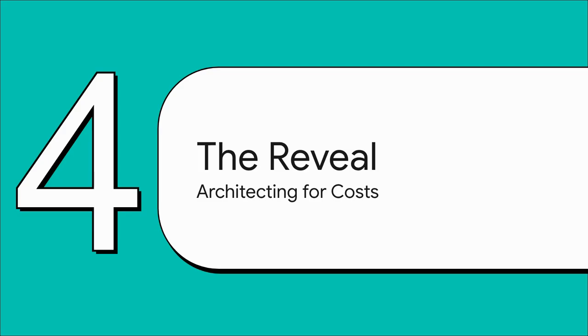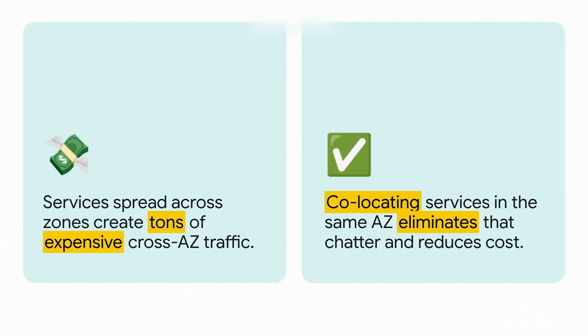Okay, so we've identified our main suspects, we've seen how they operate. Now for the best part of any detective story, the reveal. How do we solve this case and architect our way out of this mess and into a much, much smaller cloud bill? Just look at the difference here. On the left, we've got the Chatty app. You can see web servers in one AZ are constantly talking to app servers in another AZ. That's just bleeding money in cross-AZ fees.